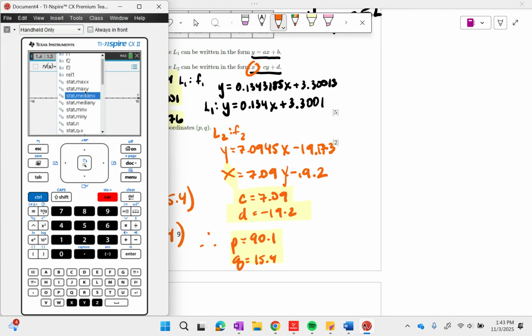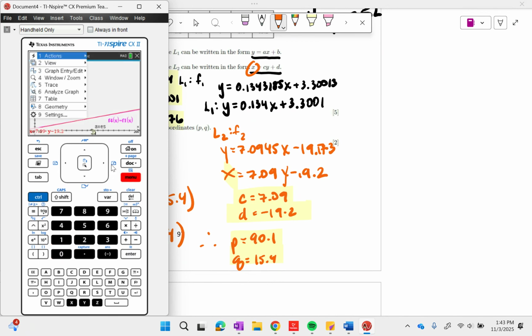So hold on. This is going to be my F1. And then the next one is going to be relation mode. X equals 7.09 times y minus 19.2. There we go. I knew I had to do it. Okay. So these are really close, but not exactly what you wanted to do, right?